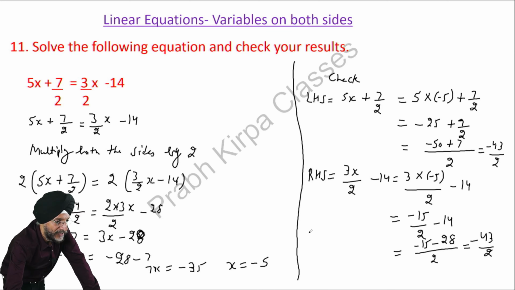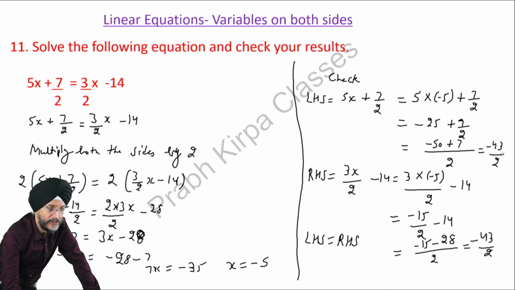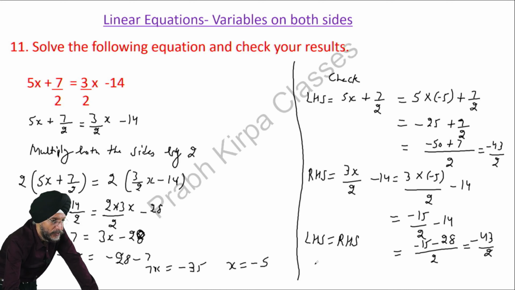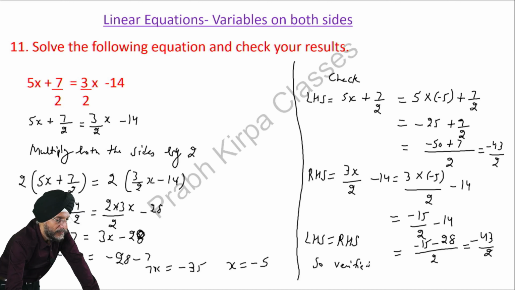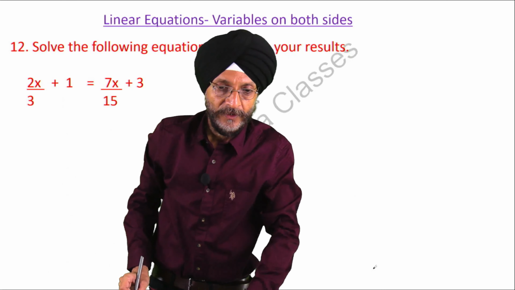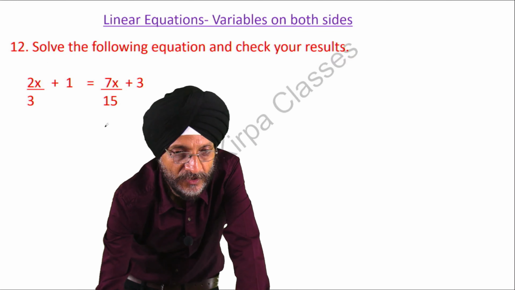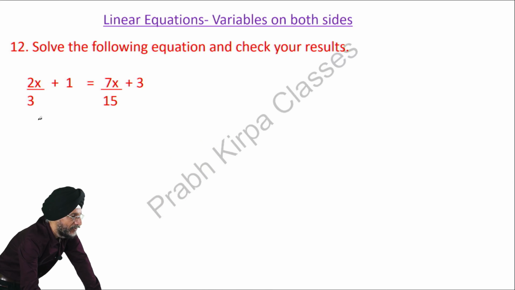So left hand side is equal to right hand side, because on the left hand side it is minus 43 over 2, and on the right hand side also minus 43 over 2. So verified, hence verified. So the next question is: solve the following equation and check your results. Then you will write this question as it is first.